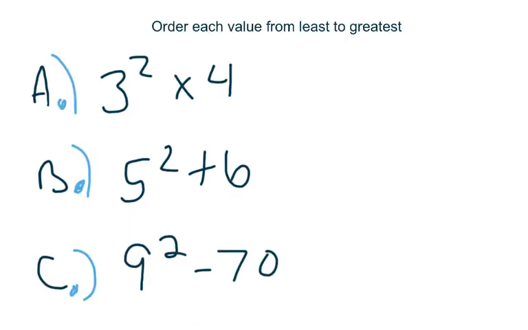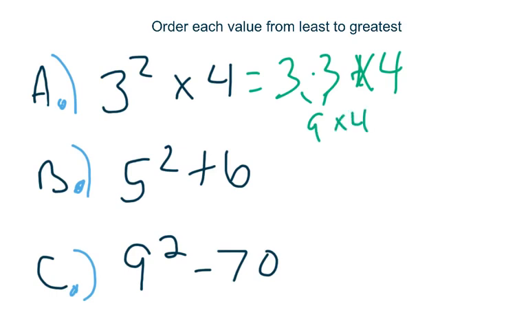All right. Here's another one similar to one where you had to move the stacks up and down. This time you want to put them in order from least to greatest. So to do that, you really just have to solve each one. So first up, you get 3 times 3 times 4. So 3 times 3 is 9, times 4 is 36.